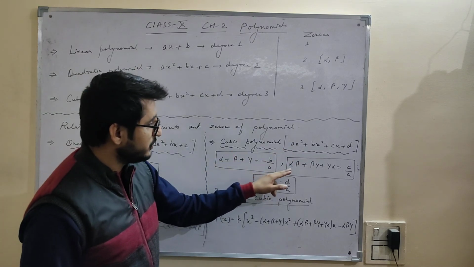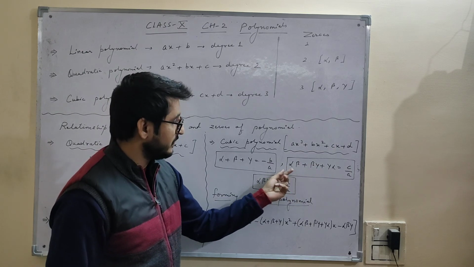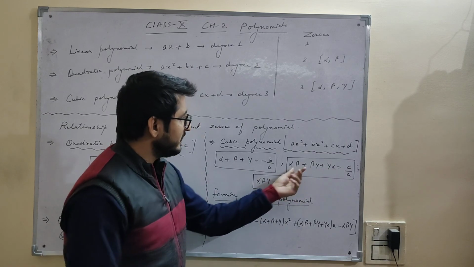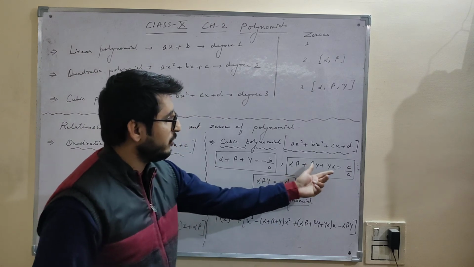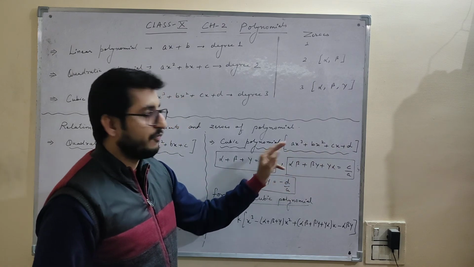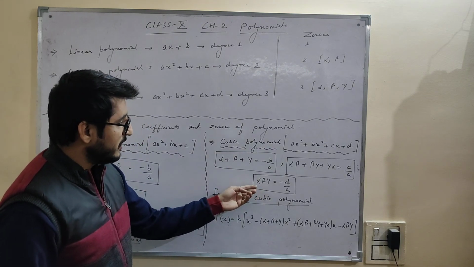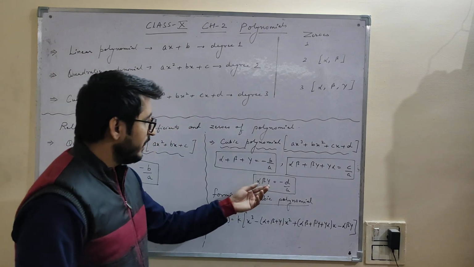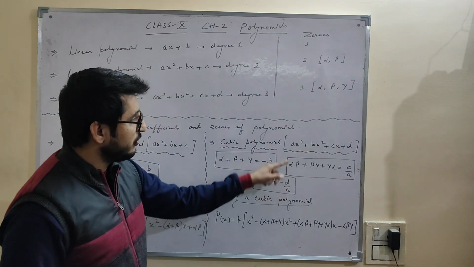Similarly, the second relation shows alpha beta plus beta gamma plus gamma alpha, that is alpha into beta plus beta into gamma plus gamma into alpha. You can say this is the sum of products of zeros taken two at a time, which is equal to c by a, where c is the coefficient of x and a is the coefficient of x cube. Similarly, the third relationship shows alpha into beta into gamma, that means the product of all three zeros, is equal to minus d by a, where d is the constant term and a is the coefficient of x cube.